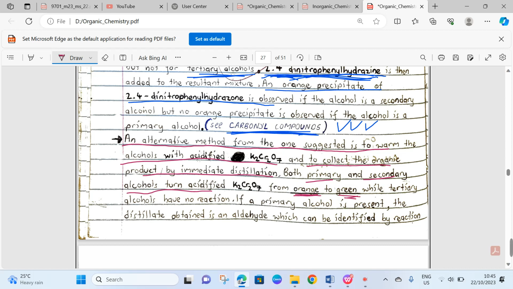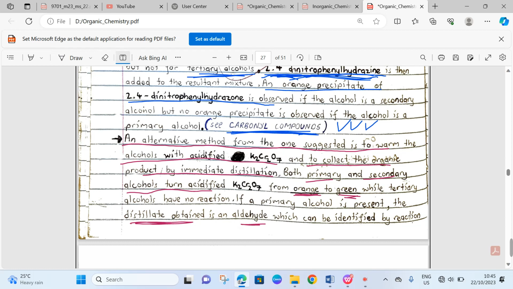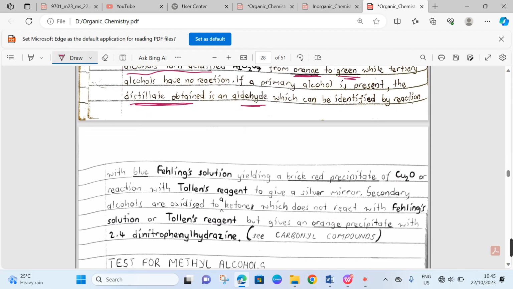If a primary alcohol is present, the distillate obtained is an aldehyde, which can be identified by reacting with Fehling's blue solution yielding a brick red precipitate, or with Tollens' reagent to give a silver mirror. I'm going to touch on these topics in great detail. If we've got an aldehyde, then you put Fehling's blue solution, a brick red precipitate is observed, right? And if you've got an aldehyde and you place Tollens' reagent, a silver mirror precipitate is observed.